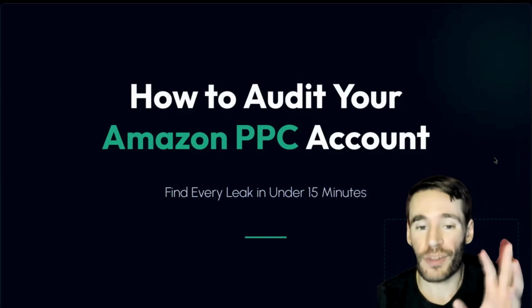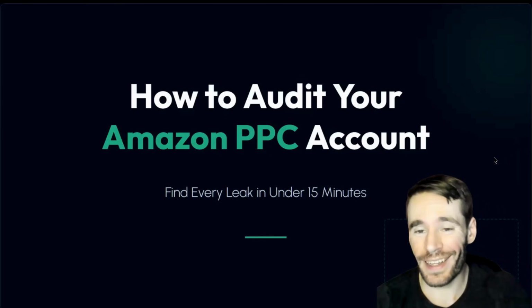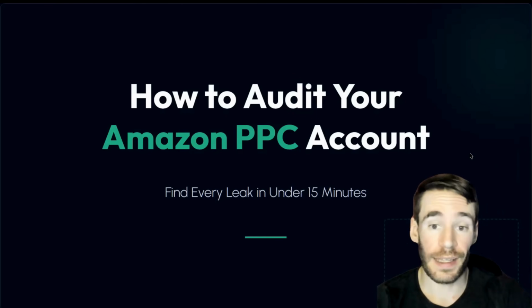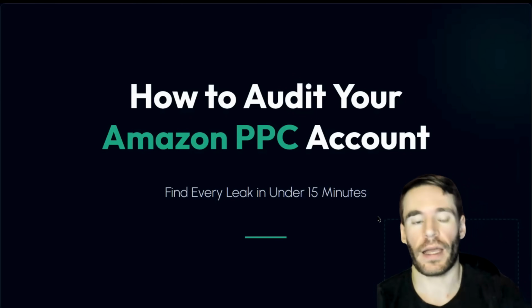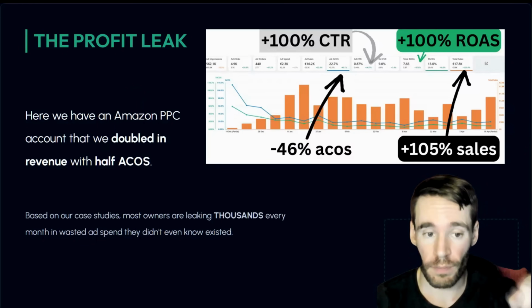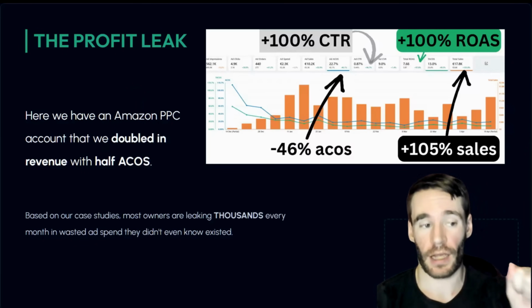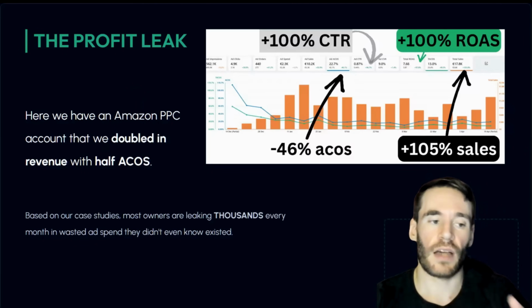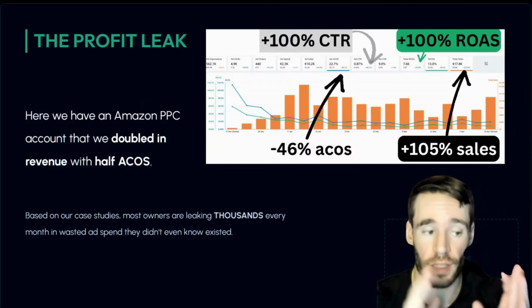How to audit your Amazon PPC account and find every leak in under 15 minutes, to find the profit leak as we did with this account. So as you can see, this account doubled the sales with minus 46% ACoS, because in this account we had this problem and we solved it in this way.